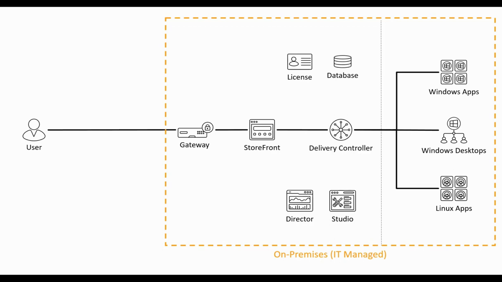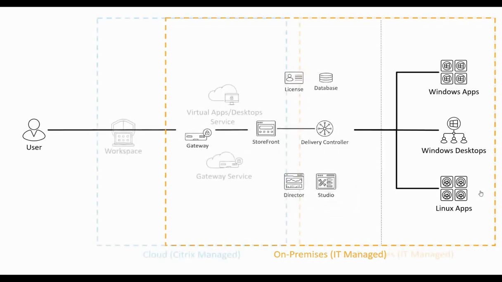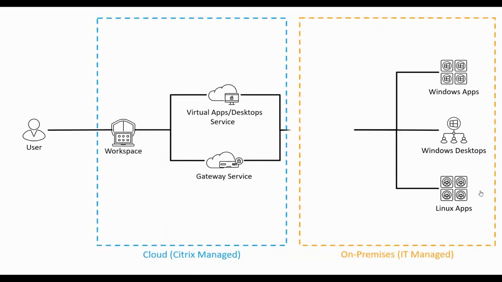Now, when you go with the virtual apps and desktop service, all those control items are removed. You can decommission those from your on-prem environment, and we use services running in Citrix Cloud that you subscribe to, the virtual apps and desktop service as well as the gateway service. So we get rid of all that infrastructure that's running on-prem and that the IT team has to manage, and instead we replace that with a cloud connector.